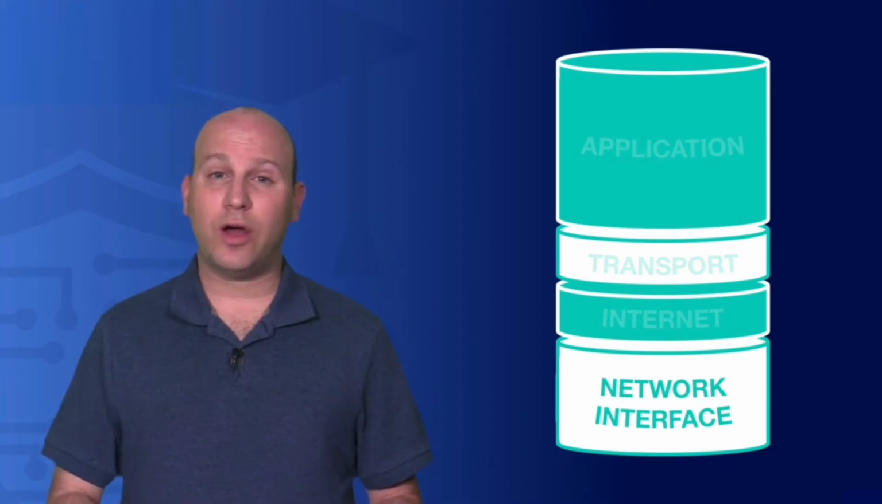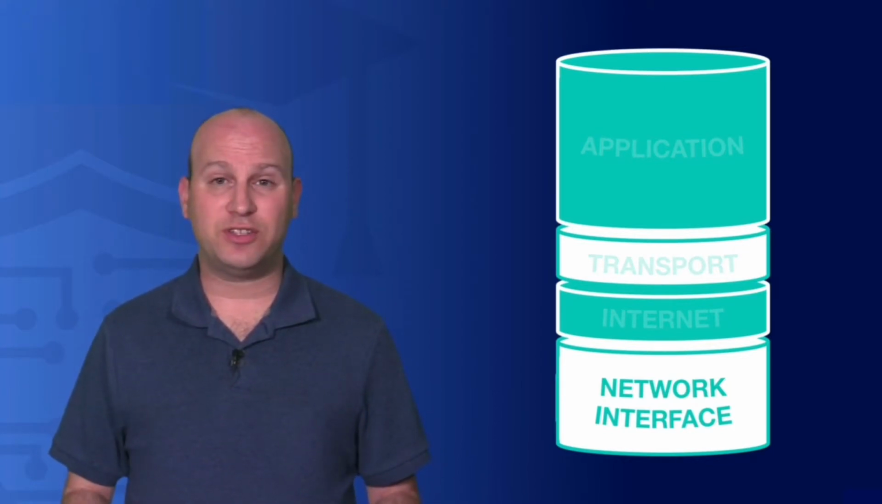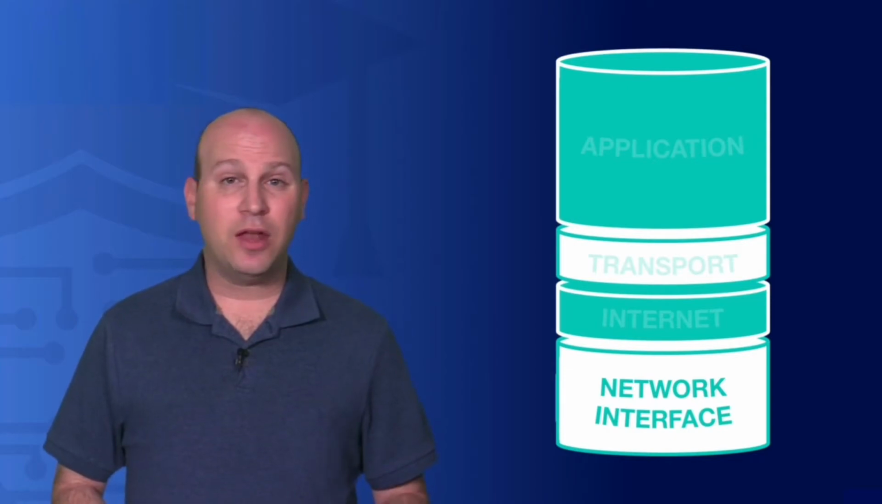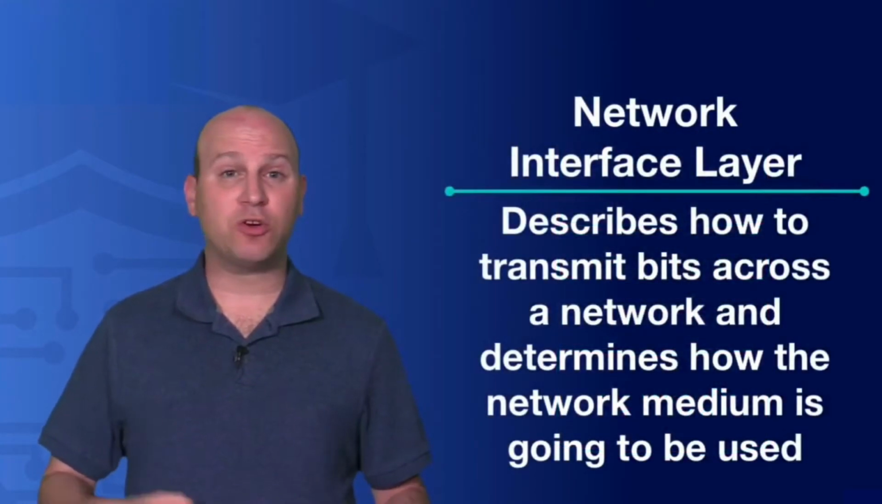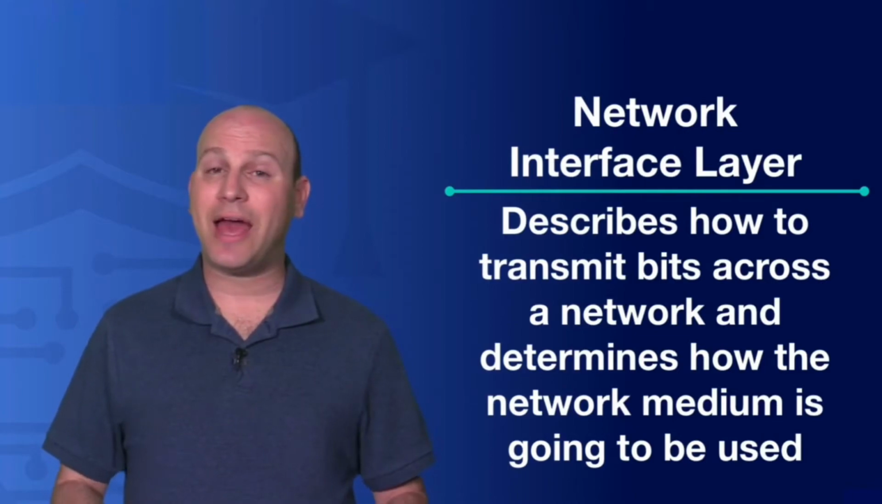This is layer 1, and it's all about physical and electrical characteristics, just like in the OSI model. Now here we're going to describe how we're going to transmit bits across our networks, those 1s and 0s that we had in our physical layer.